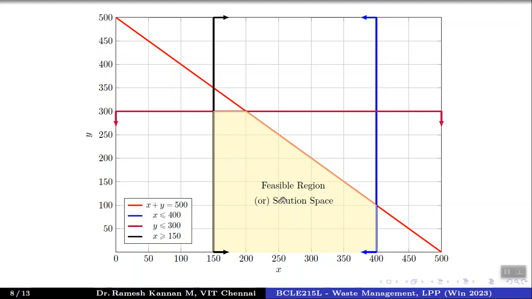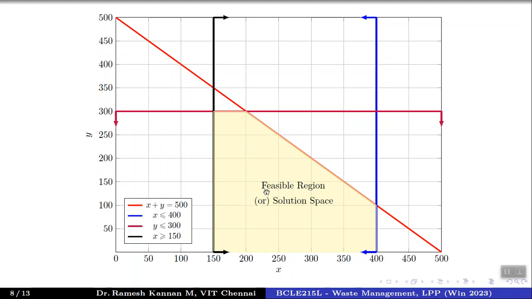In fact, from the definition or from the theorem of linear programming, it will be the corner points or corner vertices. So it could be 150 comma 0 and 150 comma 300, or it could be 400 comma 0 or 400 comma 100, or it could be 200 comma 300. So these are 1, 2, 3, 4, 5 points.